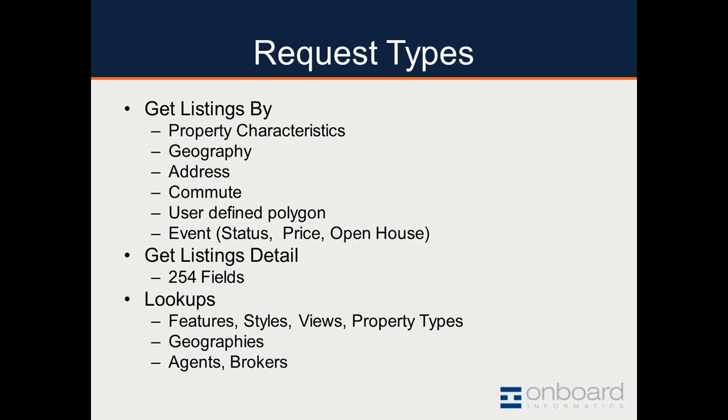The next major category of request type is get listings detail, and there are 254 unique fields of data that we return back. And that includes all of the information from the MLS plus the information that Onboard adds to each record. And then finally, we have helper calls or lookups, that will help in all of the development. So what are all the features for a feed?